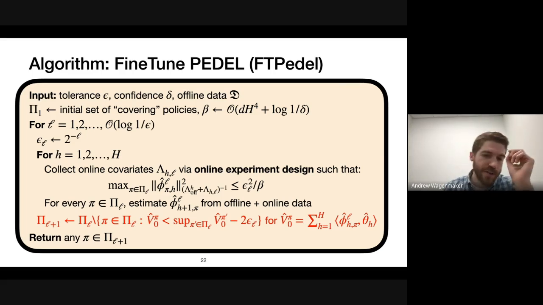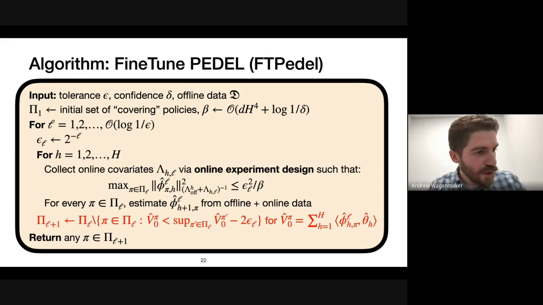What we can show is that our estimates of the value of the policy are good up to a factor of epsilon L. And so we eliminate all policies that are more than 2 epsilon L suboptimal. For those of you who are familiar with action elimination style algorithms from the Bandits literature, this is essentially a generalization of that to RL, where we're doing policy elimination over the space of policies.